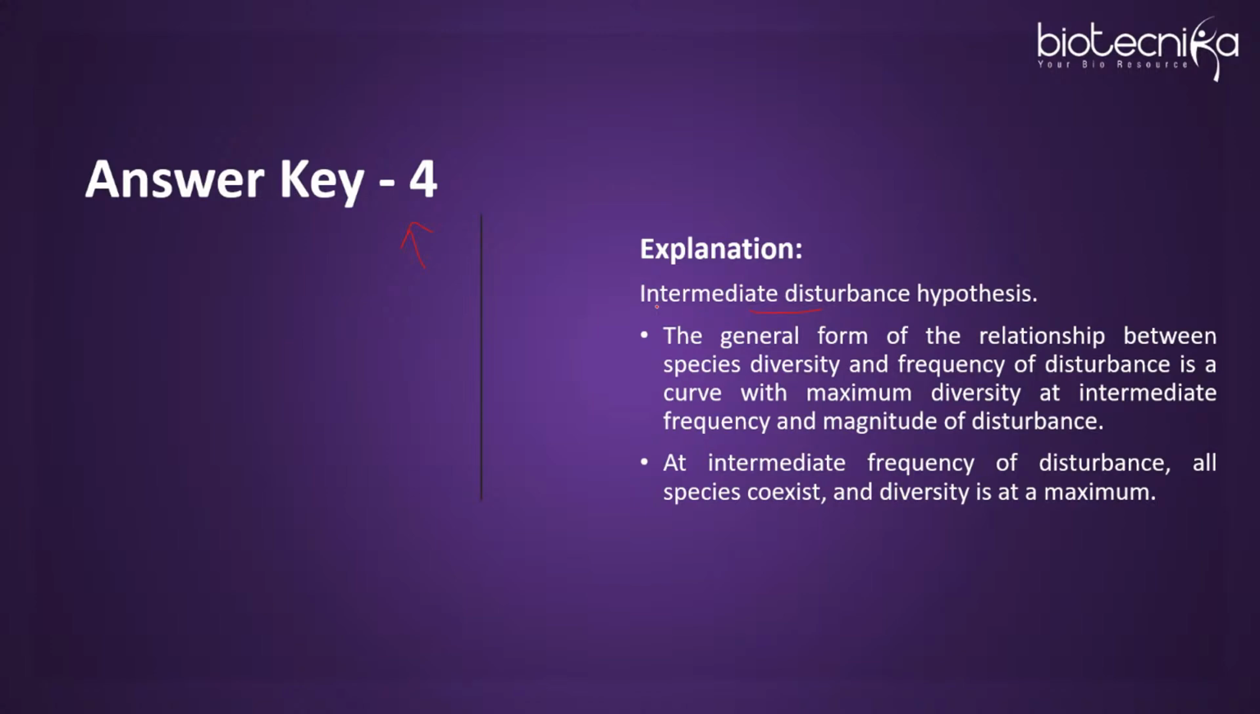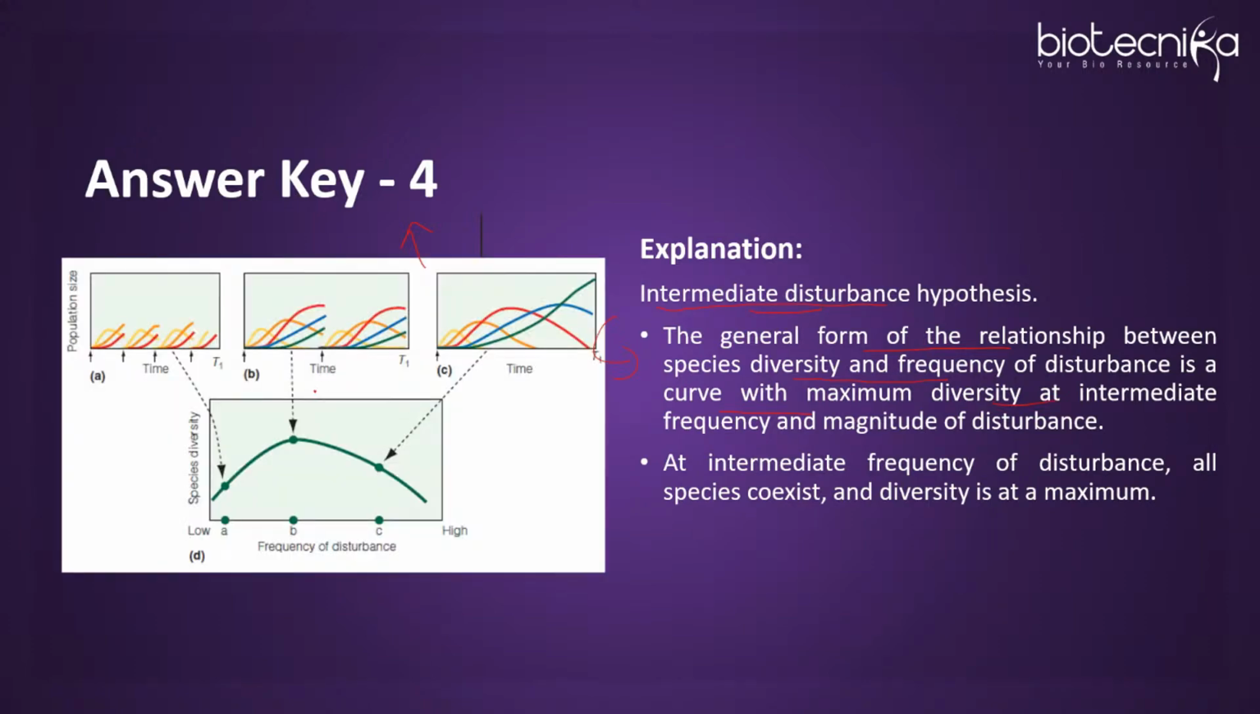So this is based on the intermediate disturbance hypothesis, where we must know that the general form of the relationship between species diversity and frequency of disturbance is a curve, with maximum diversity at intermediate frequency. Now, how can we understand this explanation? See, this is a graph where we have been shown some hypothetical species, and we are checking them at different frequencies of disturbance.